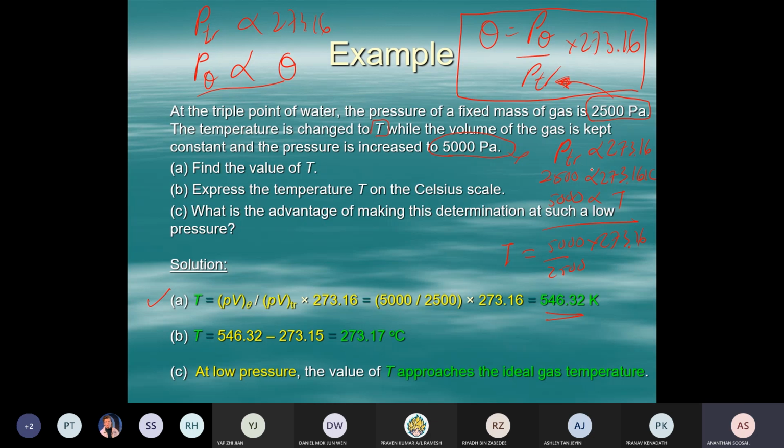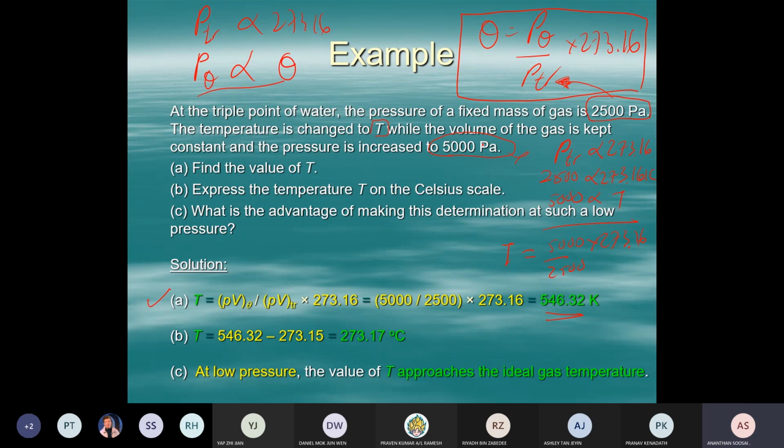Express the temperature in degrees Celsius. That's no problem. Just subtract 273.15 and you get the temperature in degrees Celsius. Don't use 273 only; for A levels it is 273.15. So it is 273.17 degrees Celsius.